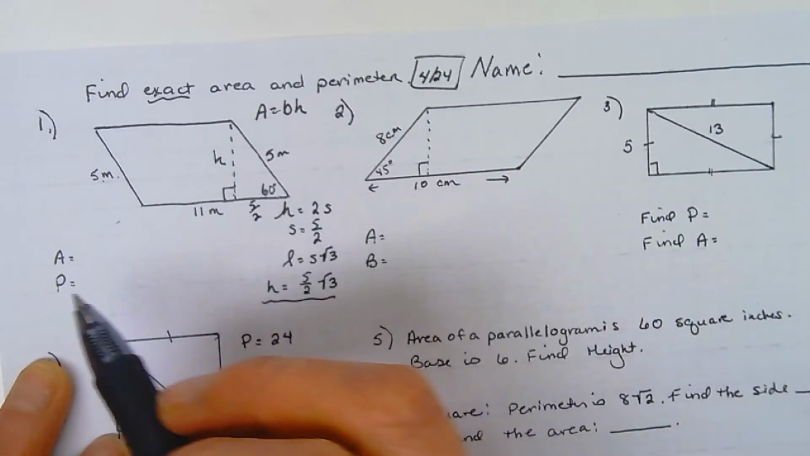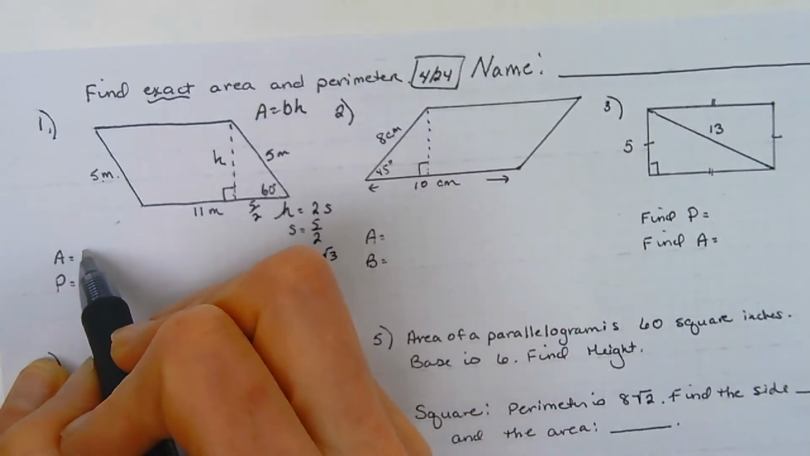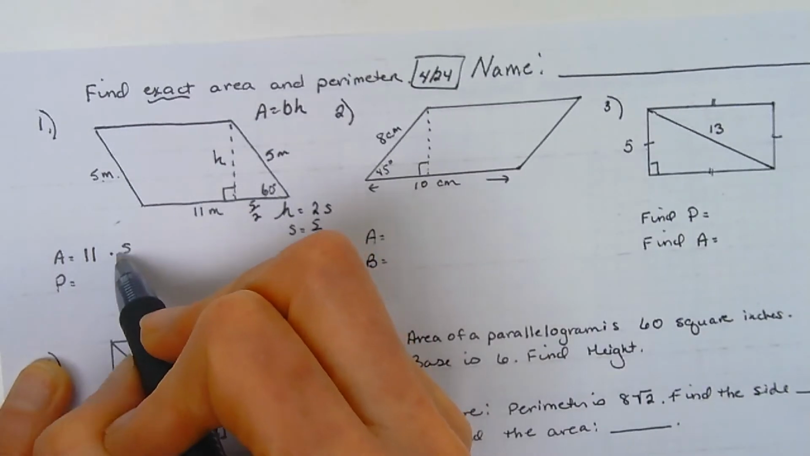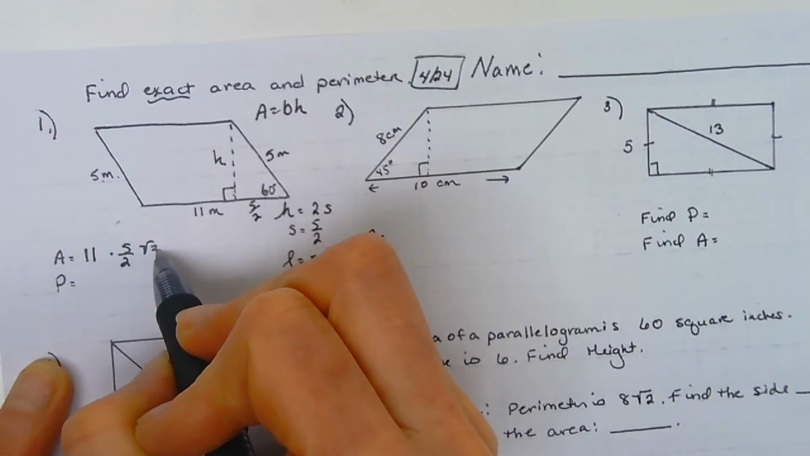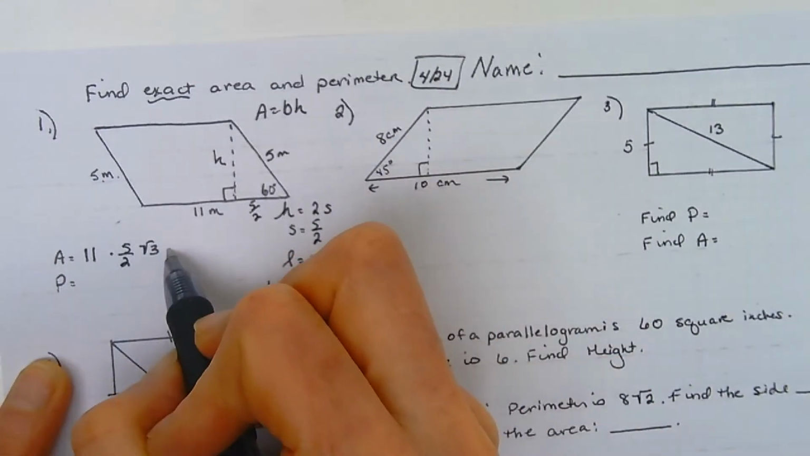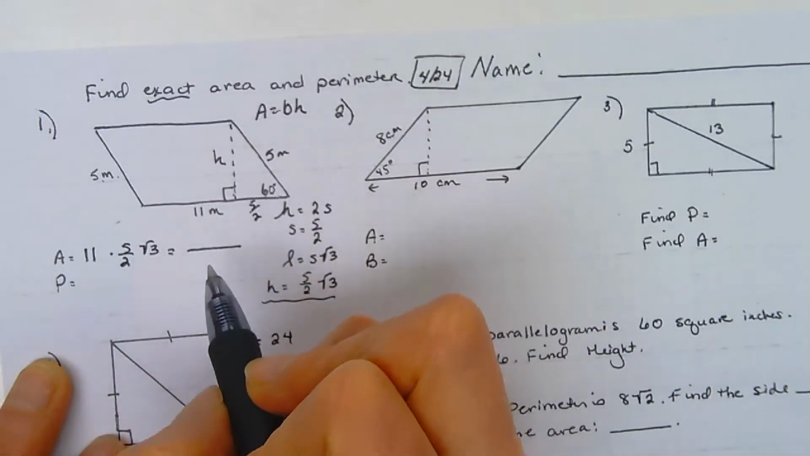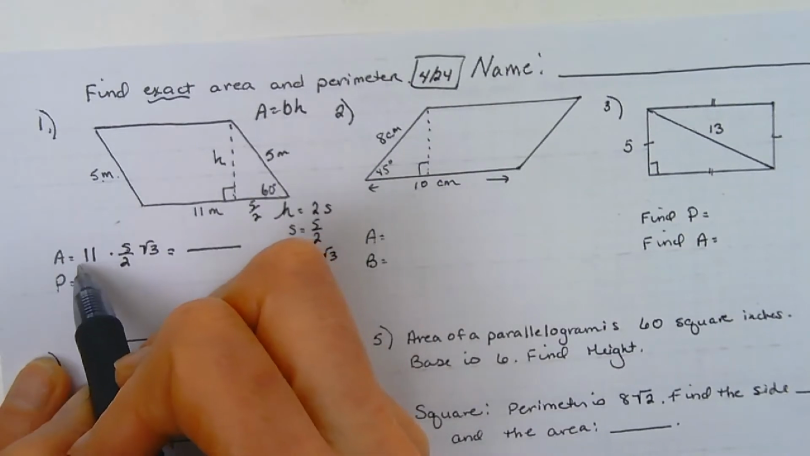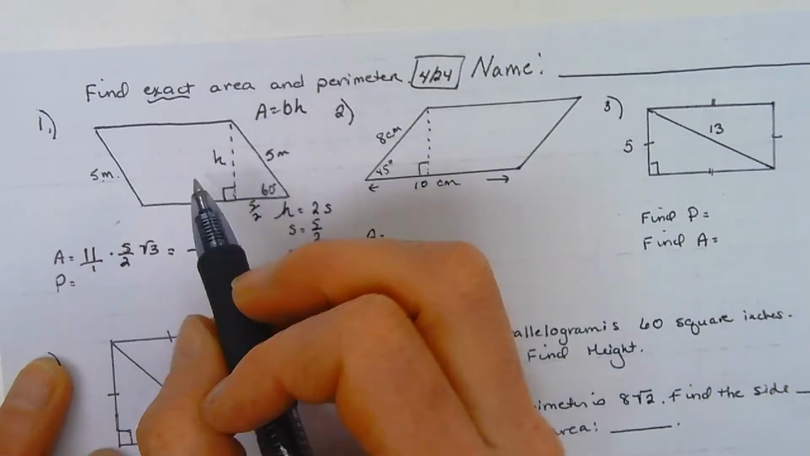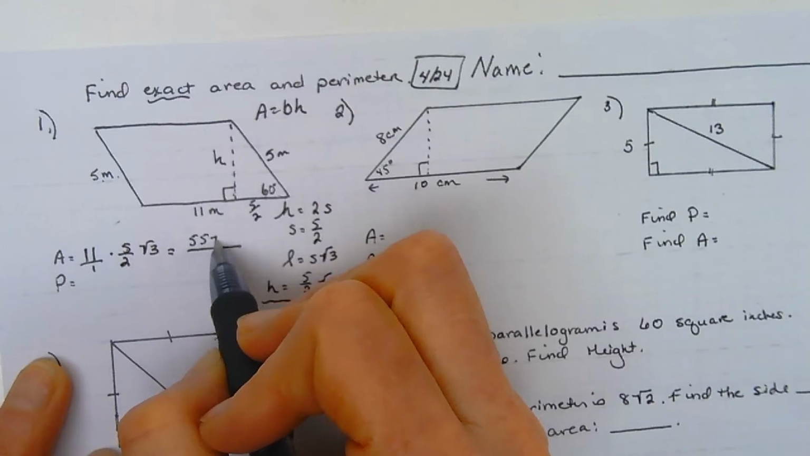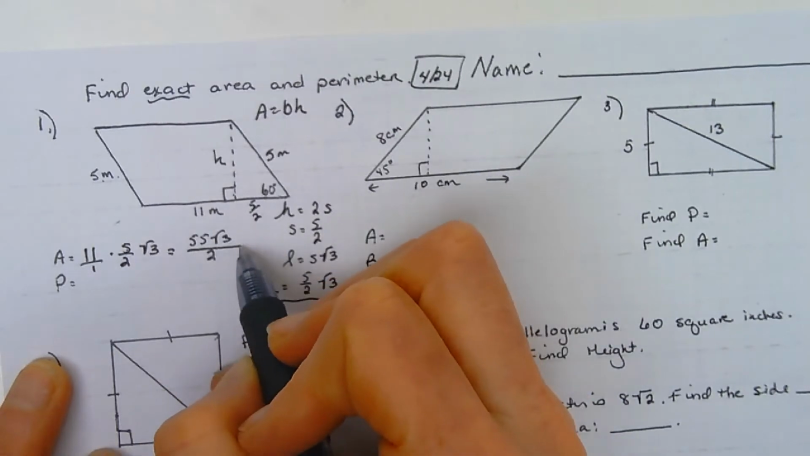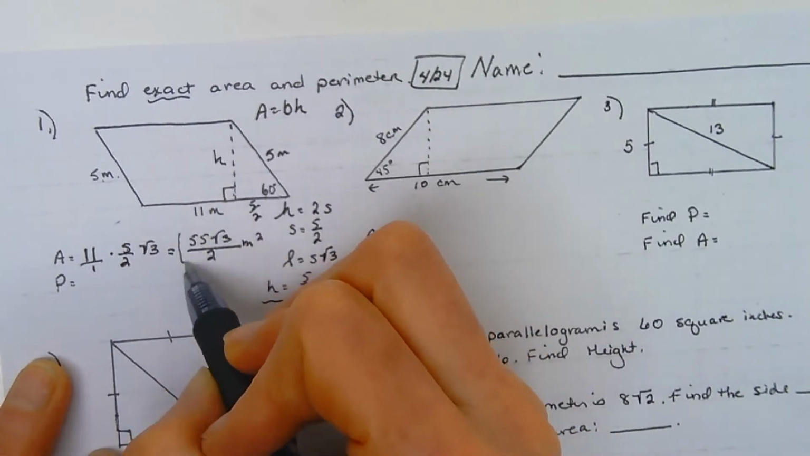Now to find my area, base is 11 meters times 5 halves square root of 3. Being careful to multiply these correctly, I have 11 times 5. This is in the numerator, so that's 55. 55 times the square root of 3. And 1 times 2 is 2. And there's the area, meters squared.